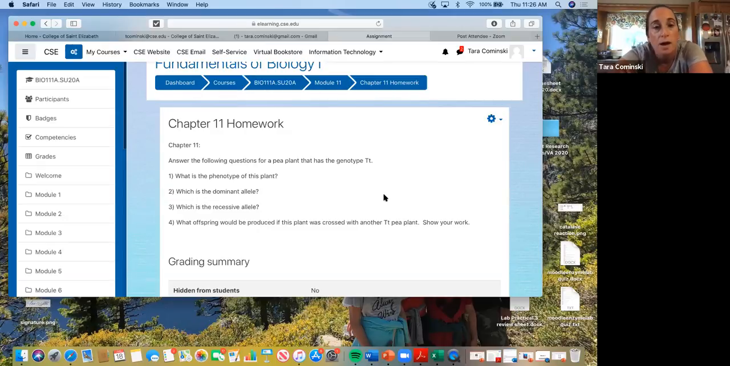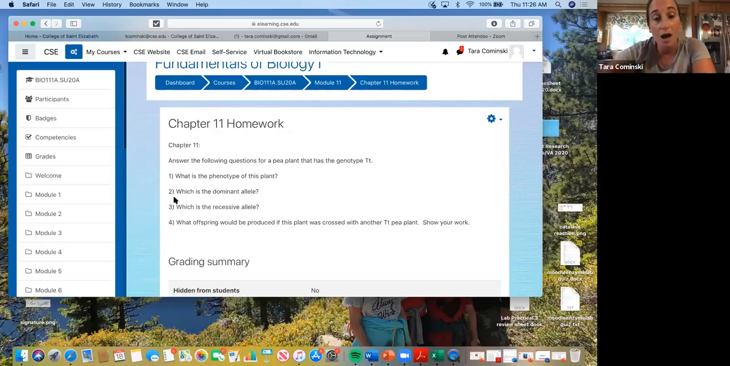All right, heterozygote. My first question says, what is the phenotype of this plant? Meaning, what do you see? When we talk about phenotype versus genotype, the genotype is big T, little t, it's heterozygous. The phenotype is what you see. So in terms of that plant being tall or short, it's tall. Whenever you have the dominant allele, the plant is going to express that dominant trait, if we're talking about basic Mendelian genetics.